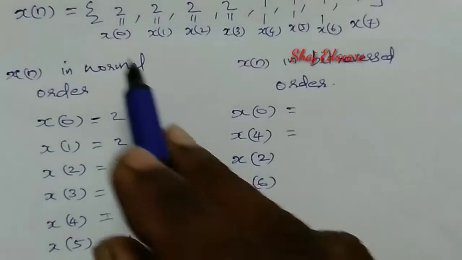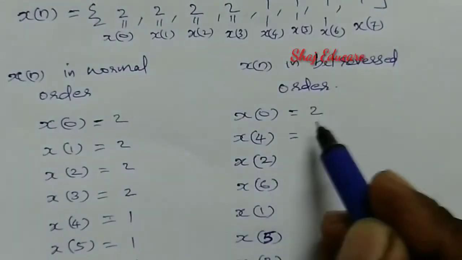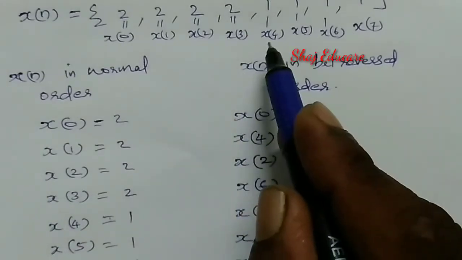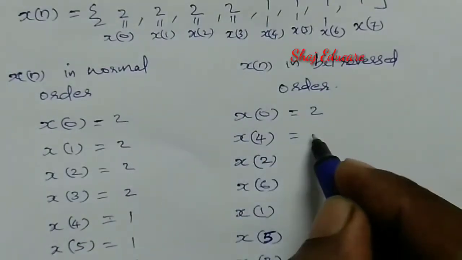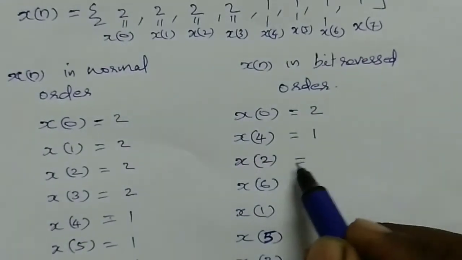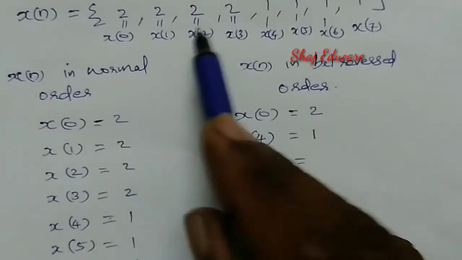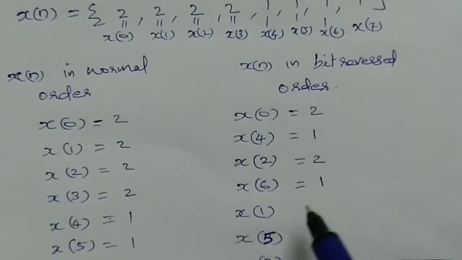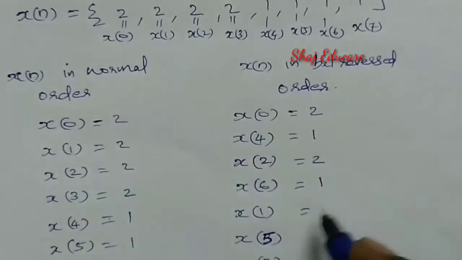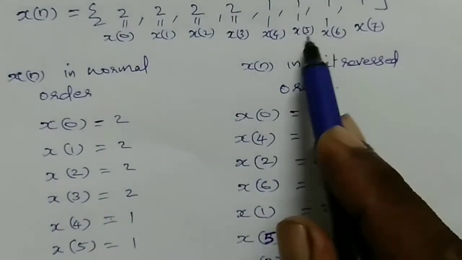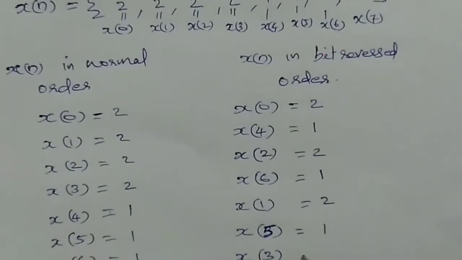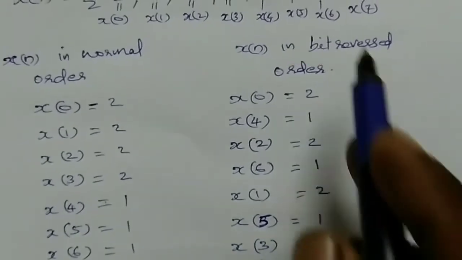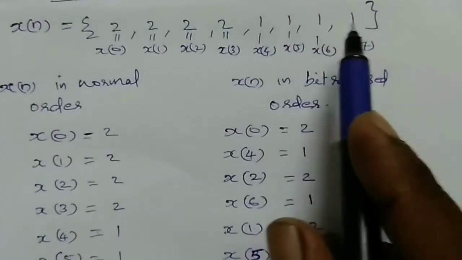Now let us complete this one. What is x of 0? X of 0 is equal to 2. Then next x of 4. What is x of 4? X of 4 is equal to 1. Then what about x of 2? X of 2 is equal to 2. Then x of 6 is equal to 1. X of 1 is equal to 2, and x of 5 is 1. And x of 3 is equal to 2. And finally x of 7 is equal to 1.